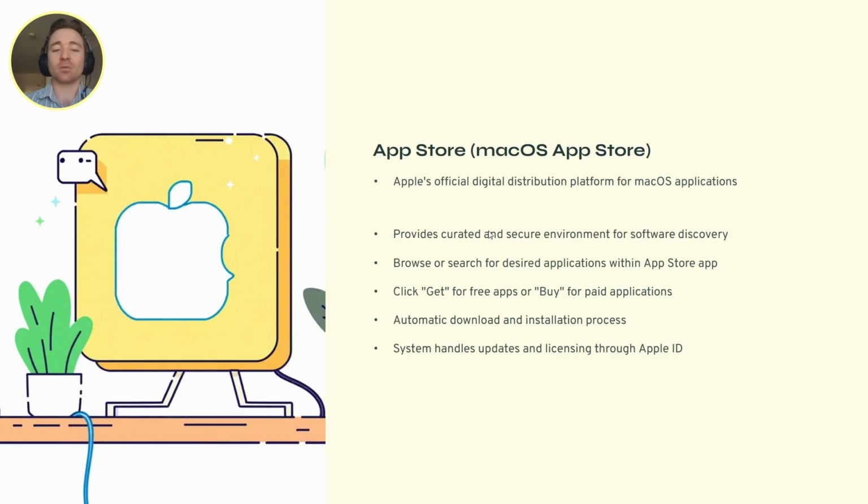Now, we also need to know about the App Store. The App Store is Apple's official digital distribution platform for macOS, and essentially, it's where they have their apps, right? Generally, you can click on Get for a free app, or you can click on Buy for a paid application. Just know the App Store is where Apple keeps all of their approved applications. Some of them are free, some of them are not free, all right?